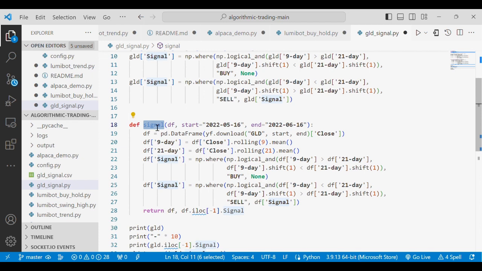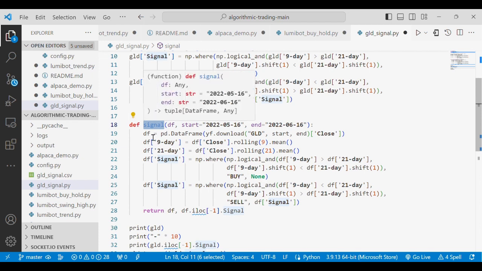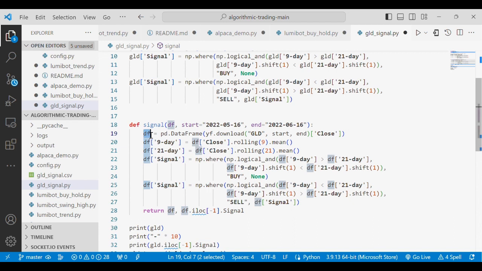Then what does the signal do basically? It takes a data frame, that is the df, and the optional start and end dates, meaning when it starts and when it ends. And similar to the previous code, it has also processed the data and returns the data frame with additional columns and the last signal which is generated. You can see here gold ETF was there, and here the data frame is used.